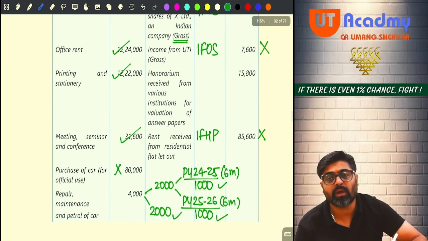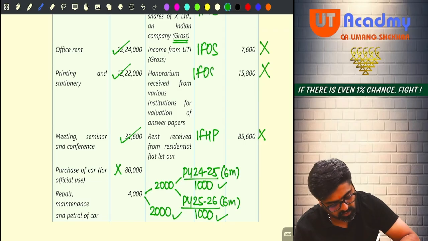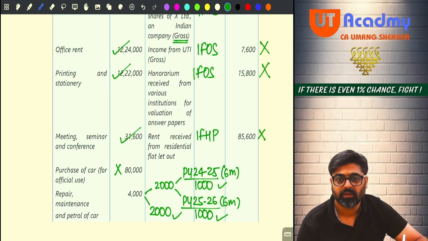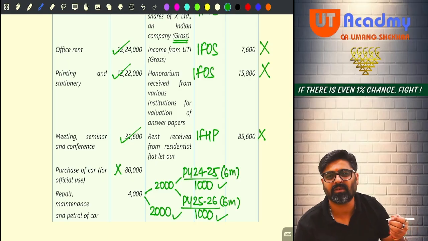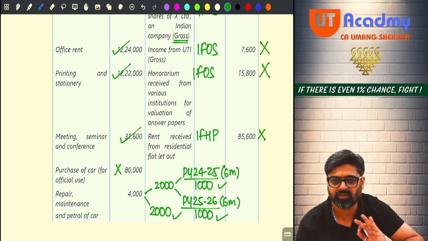Now 15,000 honorarium. This is not your PGBP income. This is your income from other sources. Honorarium from various institutions for valuation of answer papers. Chartered accountants evaluate the papers of various institutes, some college, some ICAI. So for that they get honorarium. So this honorarium is not their PGBP income. This is their IFOS income.